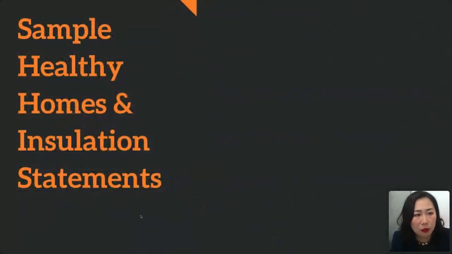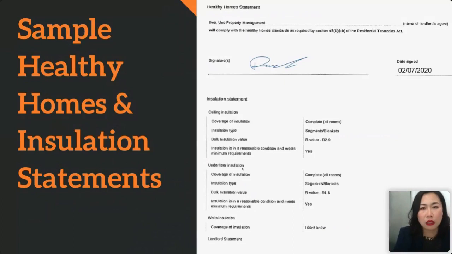I'll give you a sample healthy home declaration statement. It's this bit here. I/we own a property, that's the agent landlord, will comply with the healthy home standards as required by Section 45(1)(bb) of the Residential Tenancy Act, signature and date. So if you are privately managing the property, you will need to do the same. But again, from 1st of December, it's a whole set of documents you have to complete other than just one simple statement. Insulation statement, we should all be very familiar with.